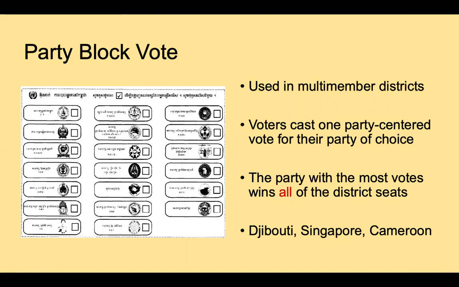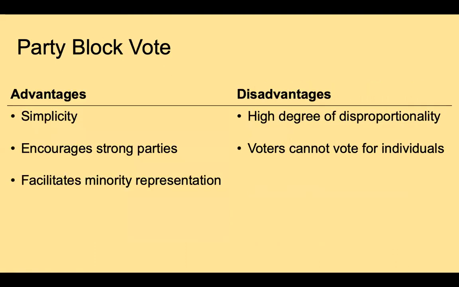The party leadership then decides which members of the party will fill the seats won by the party. And so this gives extraordinary power and influence to the party leadership. The advantages of this model is that it's very simple. It does encourage strong parties, and it can facilitate minority representation.